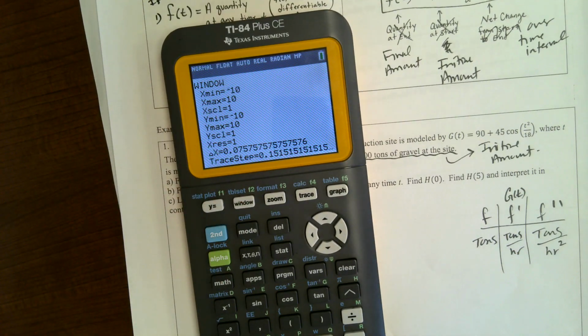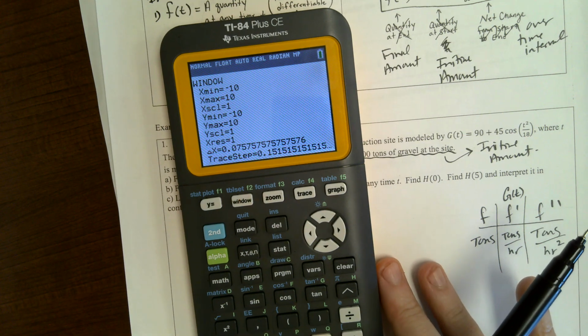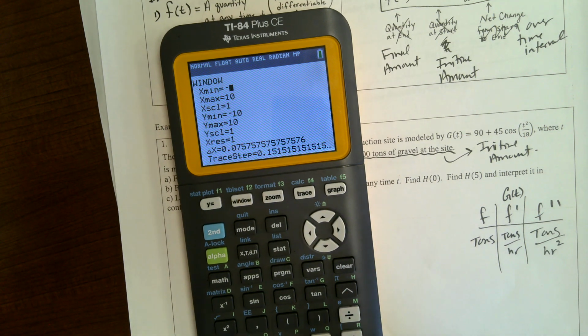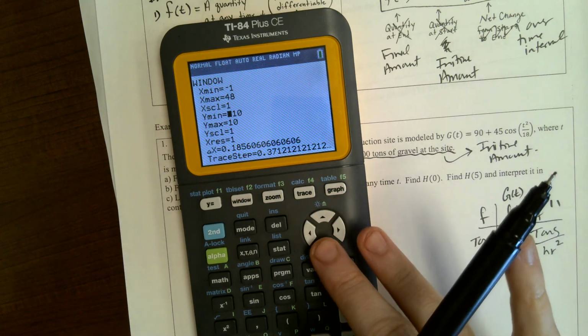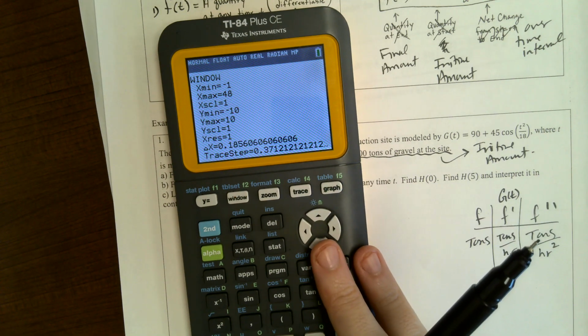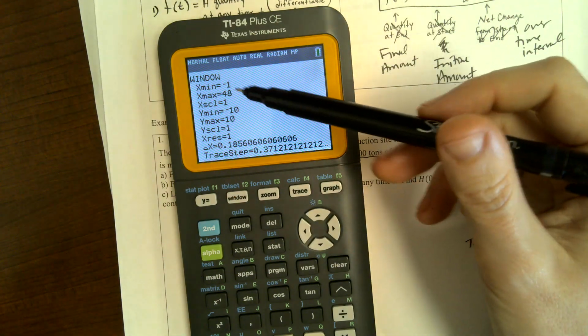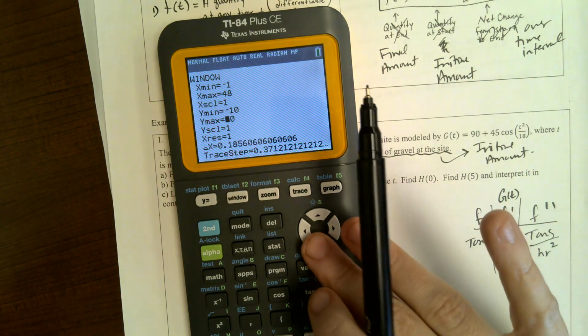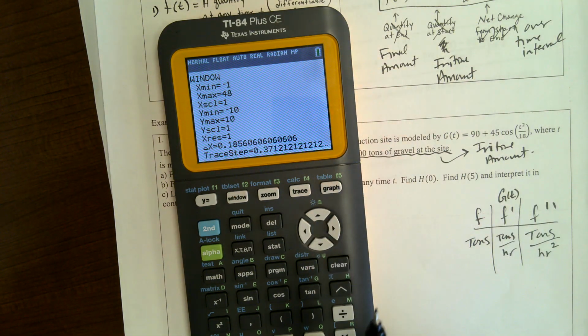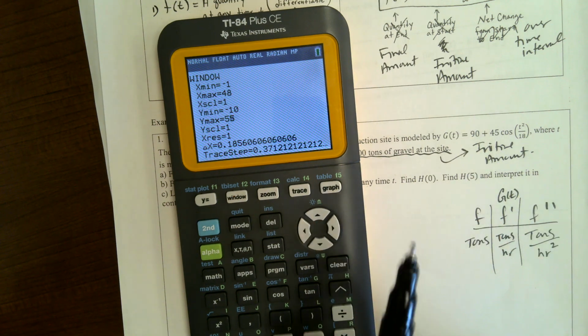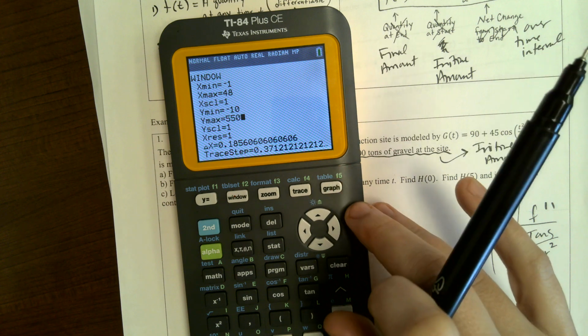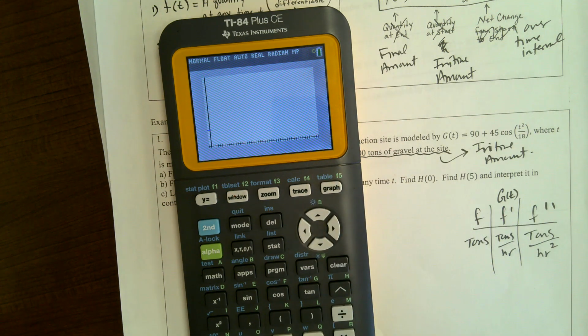So our window. Our x-axis stands for time, so let me just do time from -1 to like 48 hours. And then Y min, the Y values stand for the amount of gravel, or no, it's a rate. So we can't have negatives for sure, because it's a rate. So negative, and then let me go up to like, I don't know, 500, 550, and see what happens.